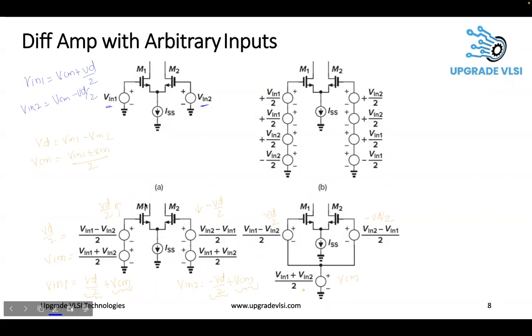Did it answer your question? So here also it looks like VCM will be like biasing, and Vd by 2 will be the differential voltage going in. Correct, yes. This basically comes from biasing itself, and this is the signal amplitude.